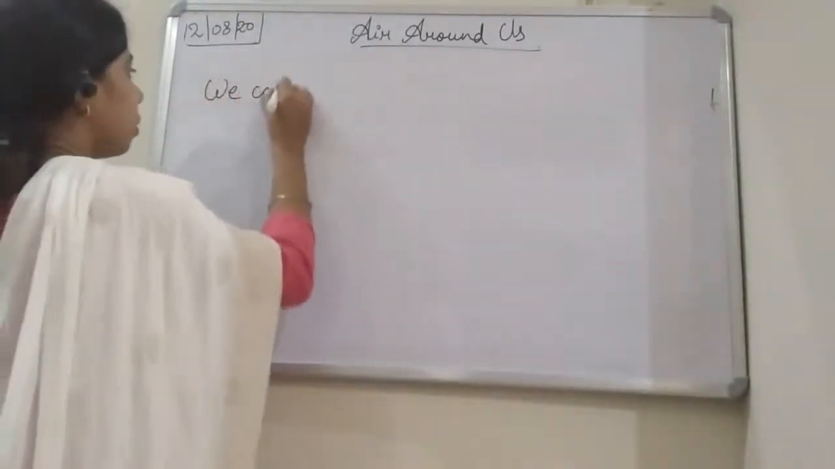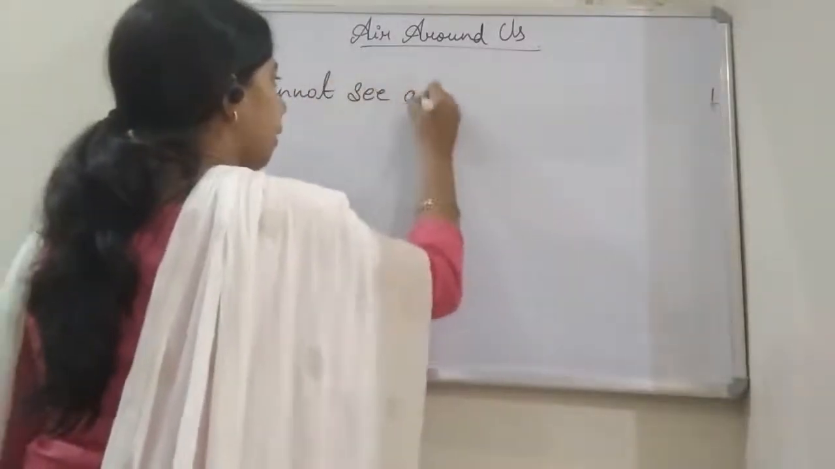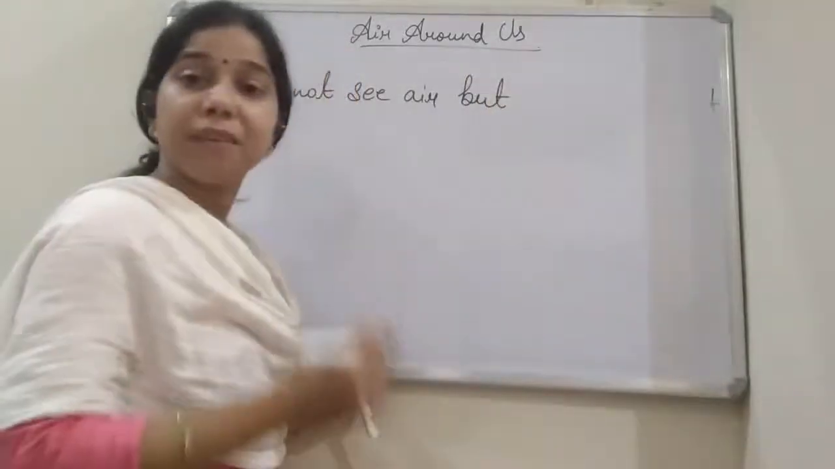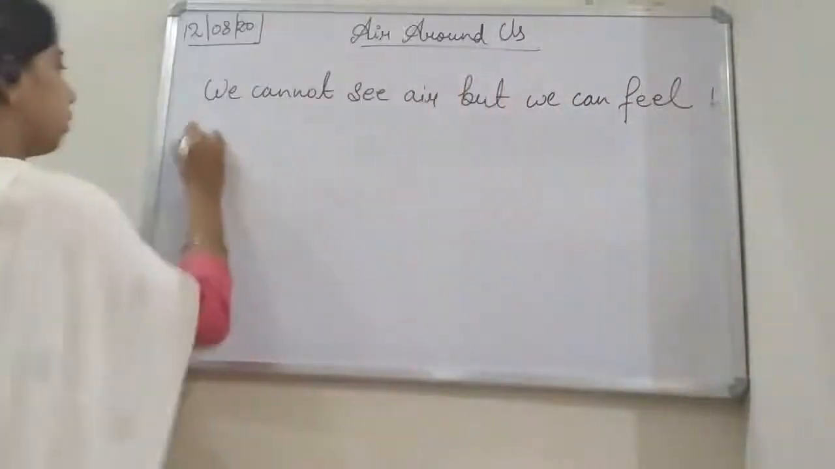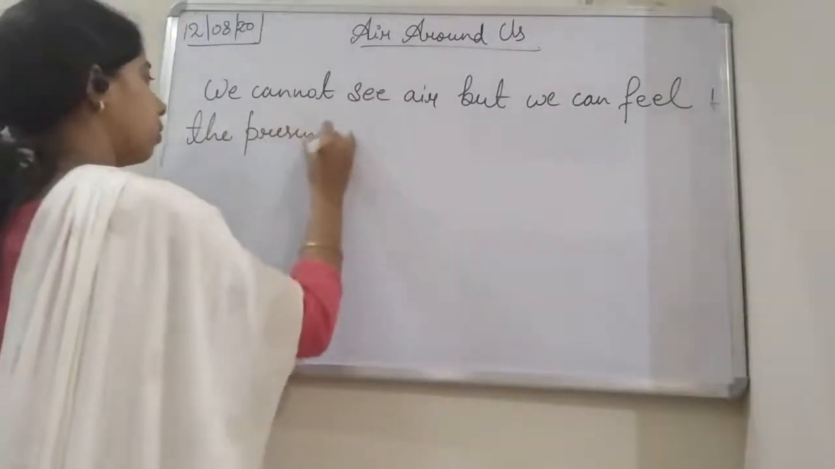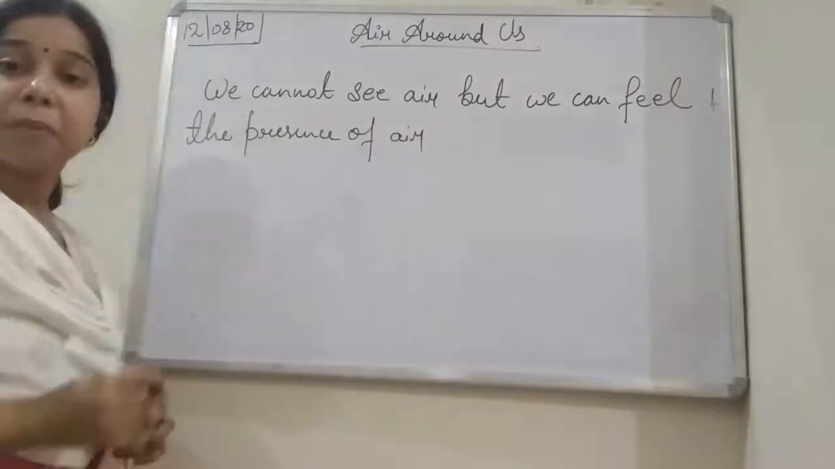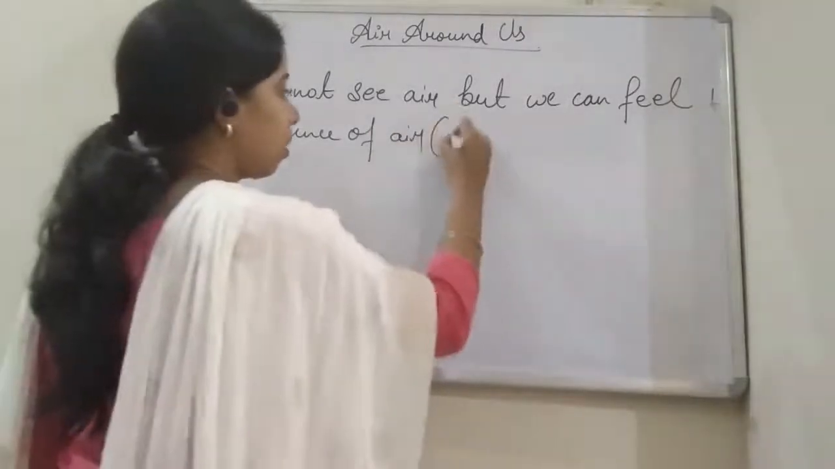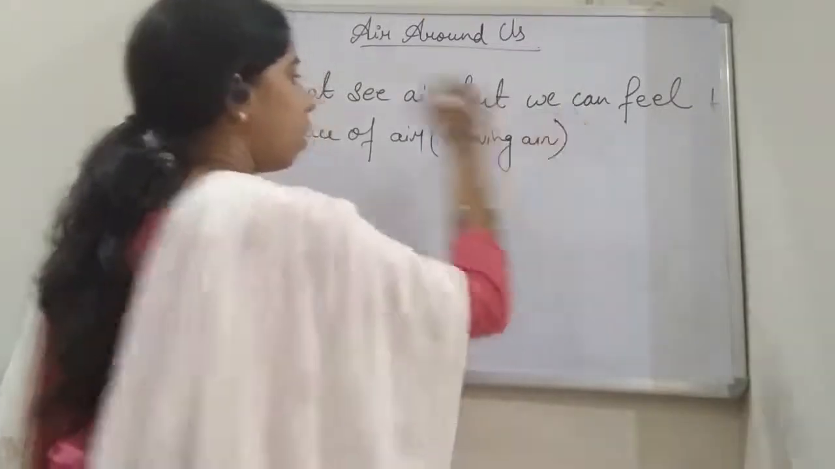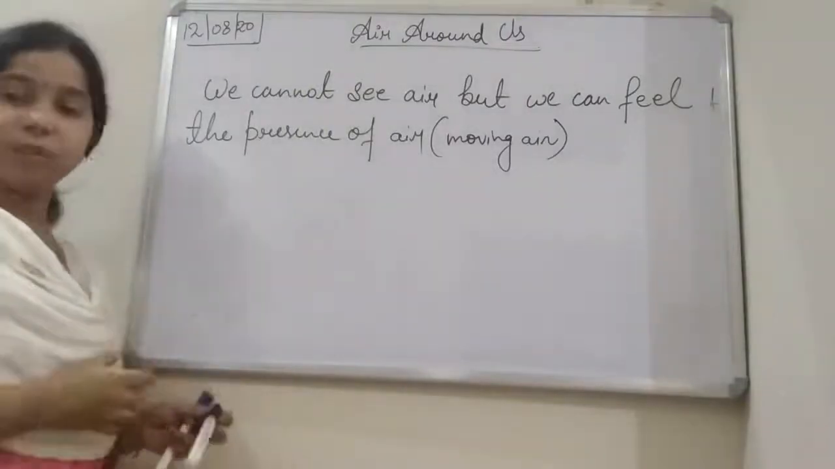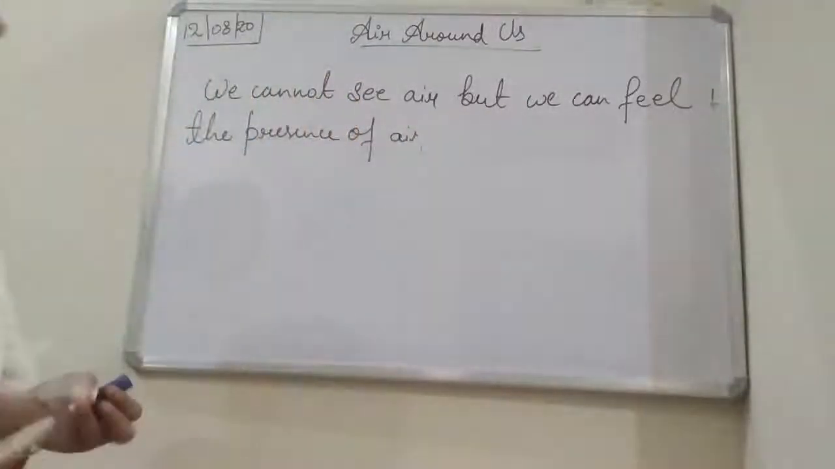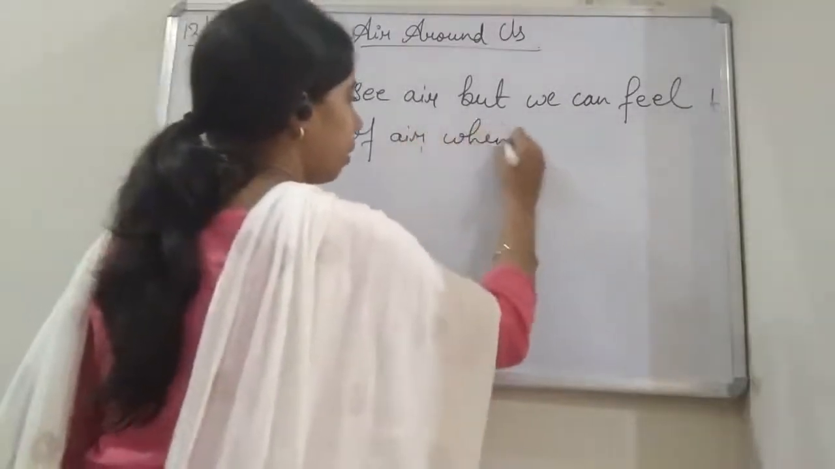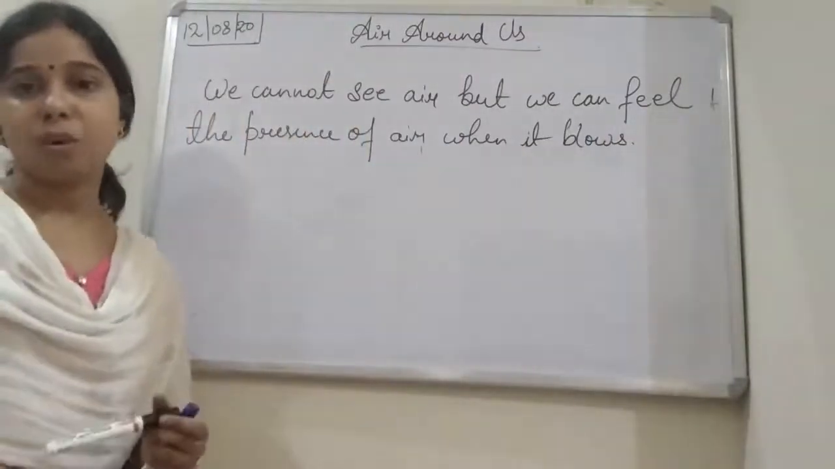So we cannot see air, but we can feel the presence of air, which we can say is moving air. Or you can write, students, that we can feel the presence of air when it blows. So moving air when it blows. Okay, so we cannot see, but we can feel the presence of the moving air.